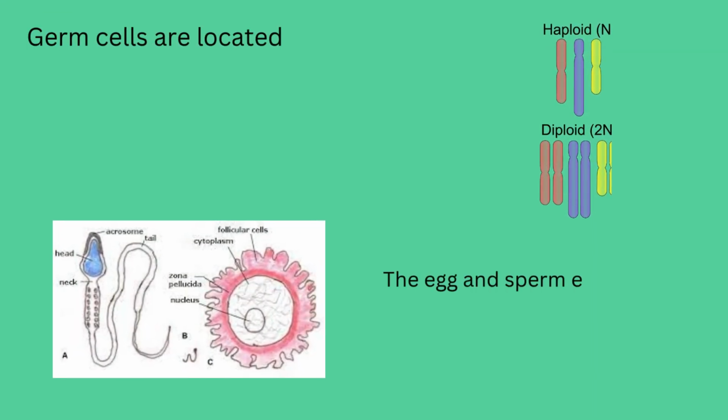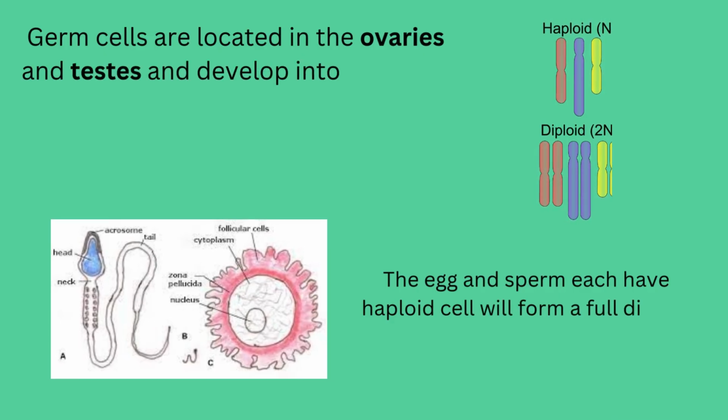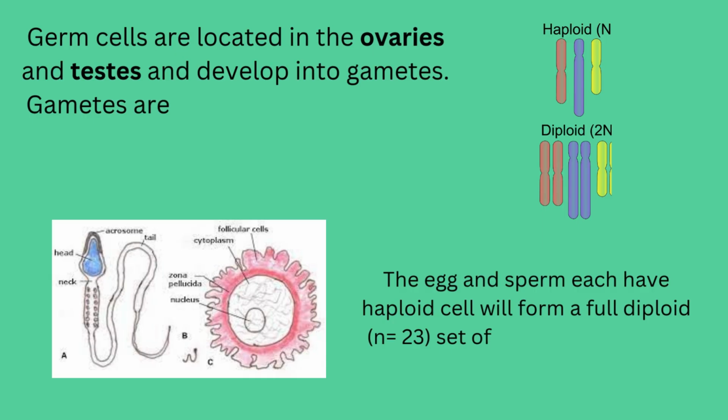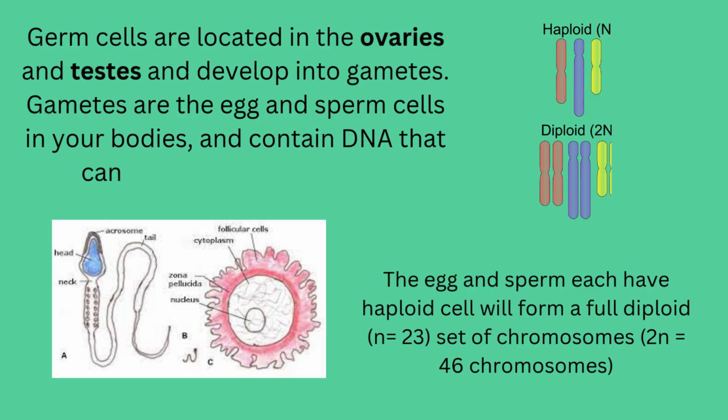Germ cells are located in the ovaries and testes and develop into gametes. Gametes are the egg and sperm cells in your body that contain DNA that can be passed to the offspring. To form a new progeny, an egg from the mother and a sperm from the father will fuse together. The egg and sperm, each being haploid cells, will form a full diploid set of chromosomes. The egg and sperm together will give the baby the full set of diploid chromosomes. So, half of the baby's DNA comes from the mother and half comes from the father.